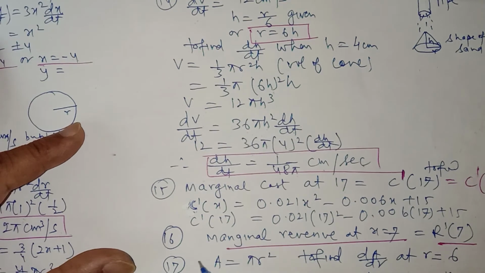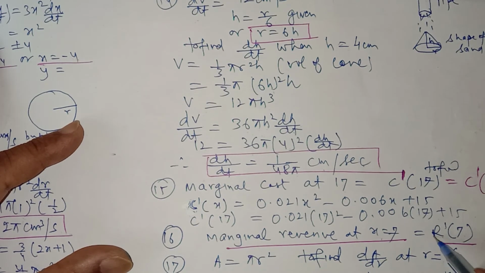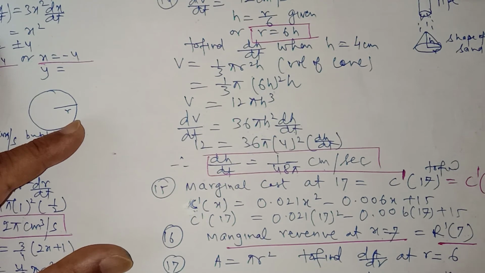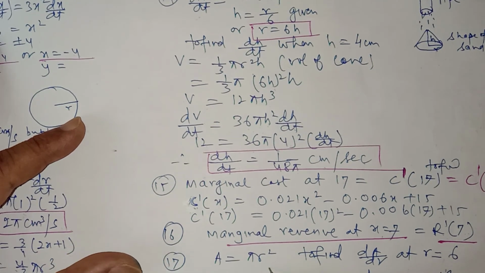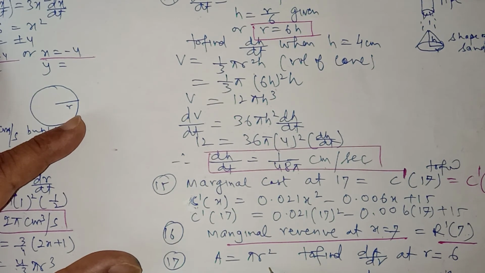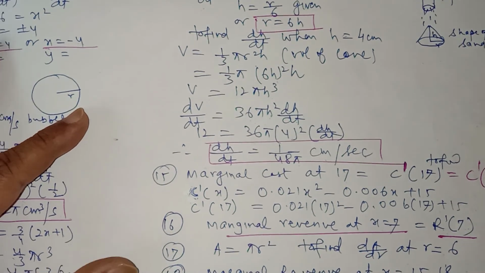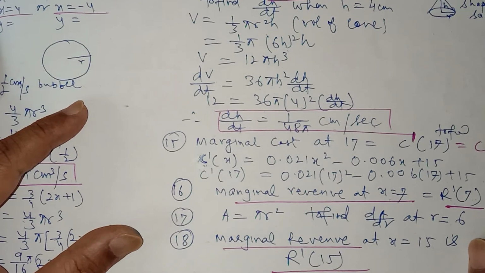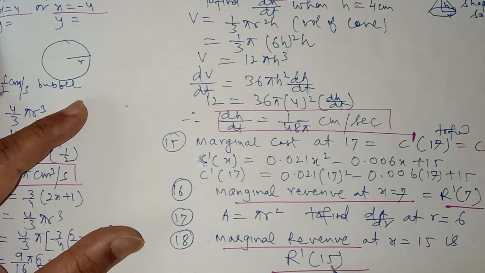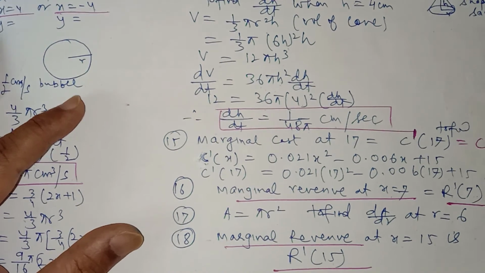You can simplify it. Similarly, in question number 16, you have to find the marginal revenue at x equal to 7. Differentiate R(x) and replace x by 7. In question number 17, you have to find the rate of change of area of the circle with respect to r. The area of the circle is pi r square. You have to differentiate both sides with respect to r. This is just as question number 1 we have done. In question number 18, you have to find the marginal revenue again at x equal to 15. Simply find R dash x and replace the value of x by 15. So these are questions number 15, 16, 17, 18.